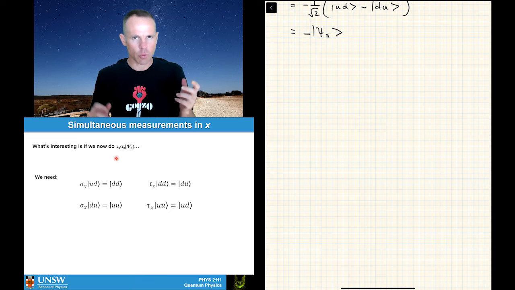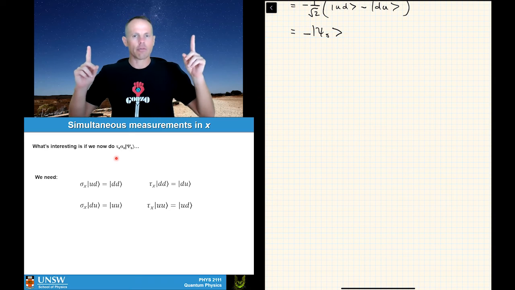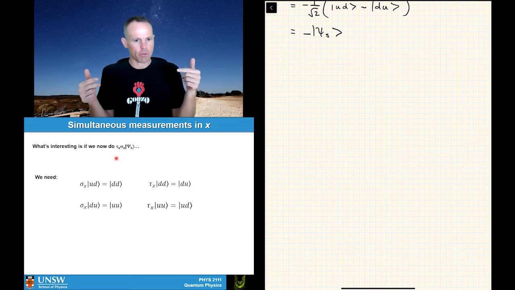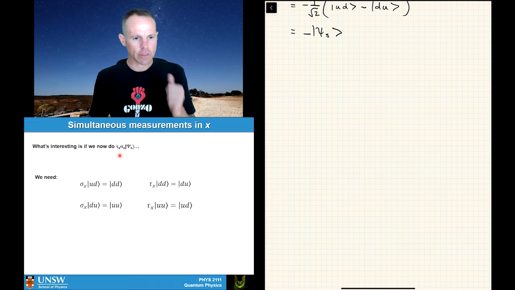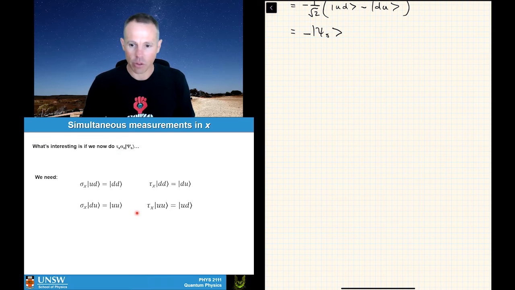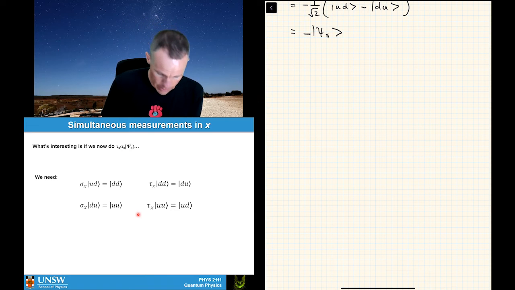So the last thing I want to do before we get to the break here is look at what happens when Alice and Bob, instead of measuring up and down on their entangled spins, actually measure left and right. And we can get some insight into what that answer is going to be by looking at this case here of tau x, sigma x on the singlet state rather than tau z, sigma z. So let's work through that.